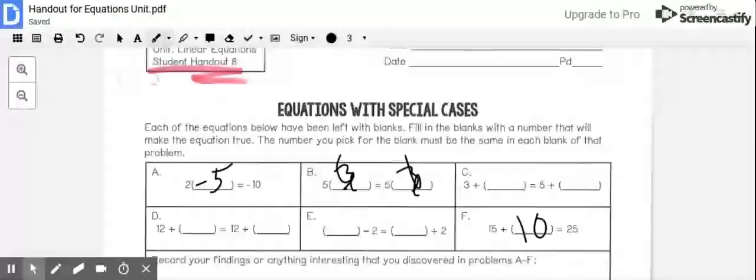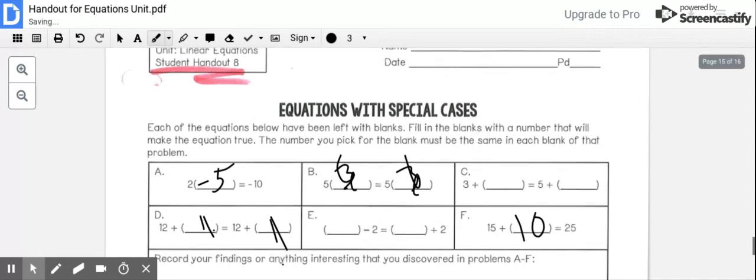Same with letter D. 12 plus, I mean, you can put any number in there. 1 is going to be the same as 12 plus 1. Any number you can fill in there. Because if it's the same over here, then it has to be the same over there. So 12 plus 11 is the same as 12 plus 11. So you have the equations that have one answer. You have these type that are going to have any number of answers.